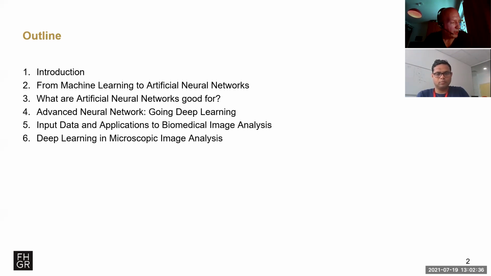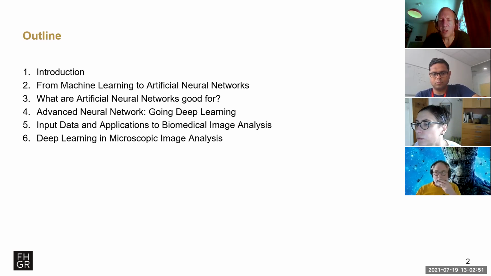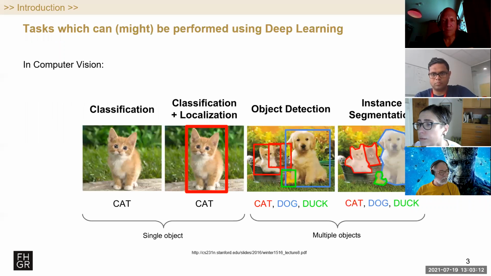I mean, 10 years ago, very few people had a chance to work with artificial neural networks for image analysis, and now everyone appears to be doing it. We're going to have a look at advanced neural networks, going deep learning, as that is, of course, what is presently going on. We will find that we need to look at the input data when we go for deep learning, and we're going to see some applications of this deep learning approach to biomedical image analysis, and in particular then, of course, also to microscopic image analysis.